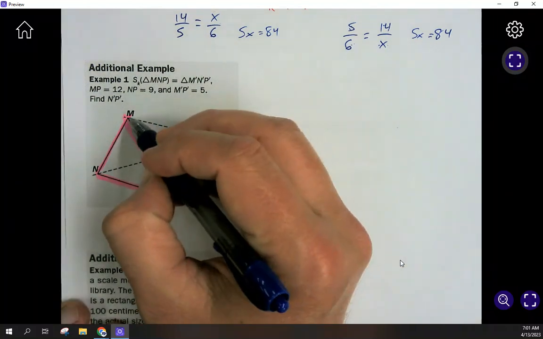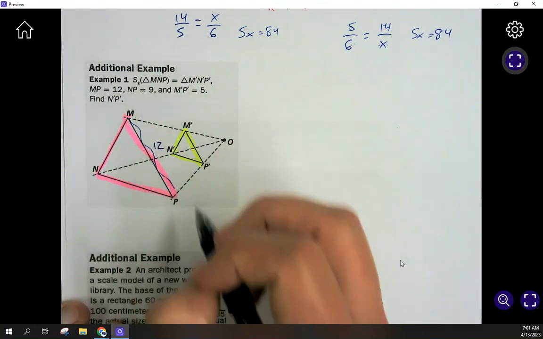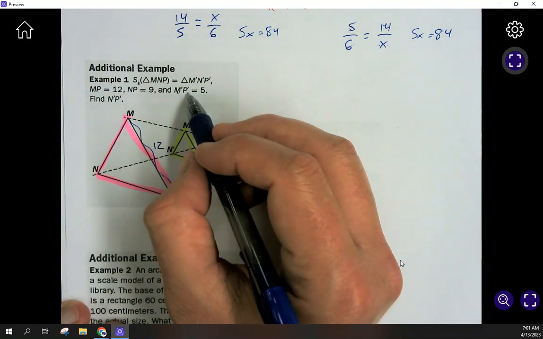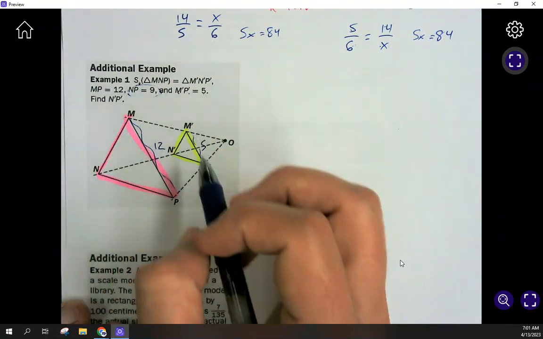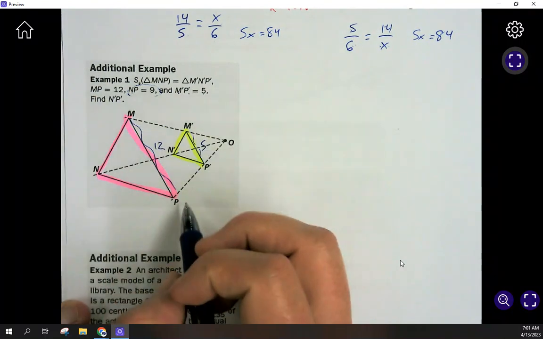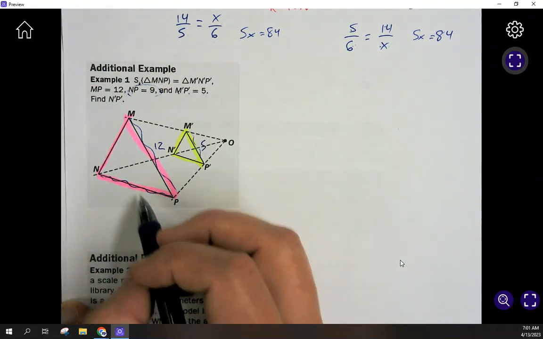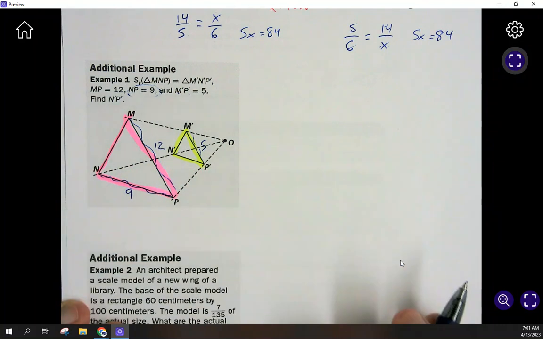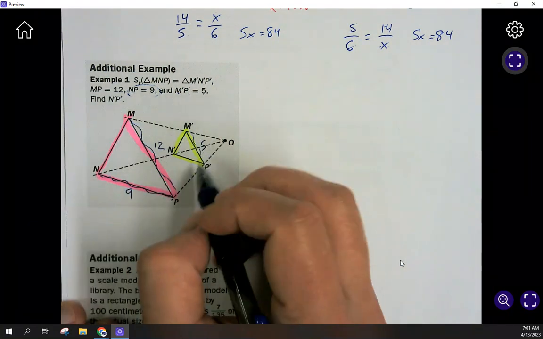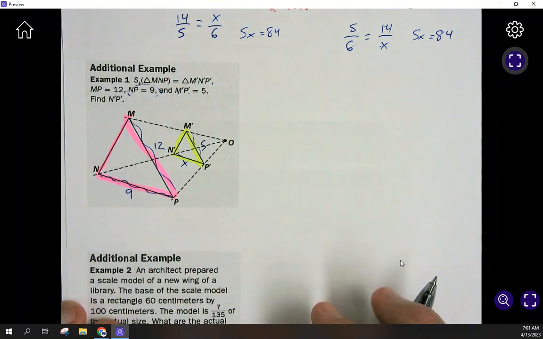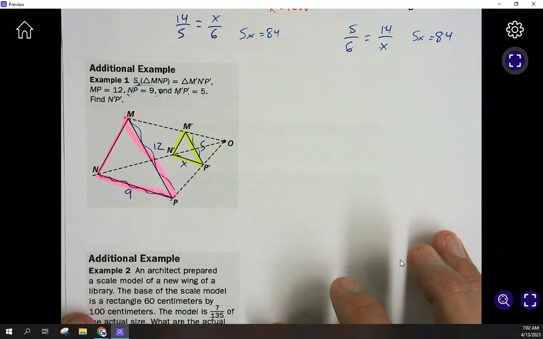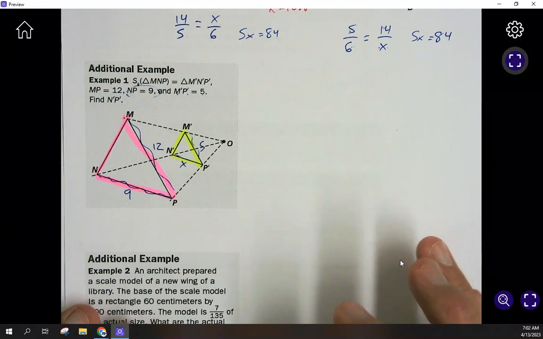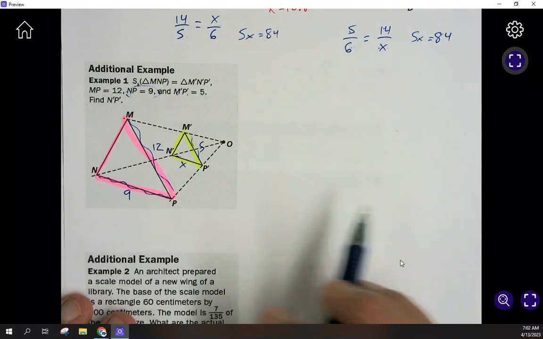So let's label it. MP right here is 12. Let's find the matching one. MP, the image of, right here is 5. And then the other distance they gave me, NP, the original, be careful, don't mark the wrong one. This one is 9. And they want me to find NP right here. So I'm going to set up some ratios, set them equal, which is called a proportion, and I'm going to cross multiply. Just set up your matching sides.